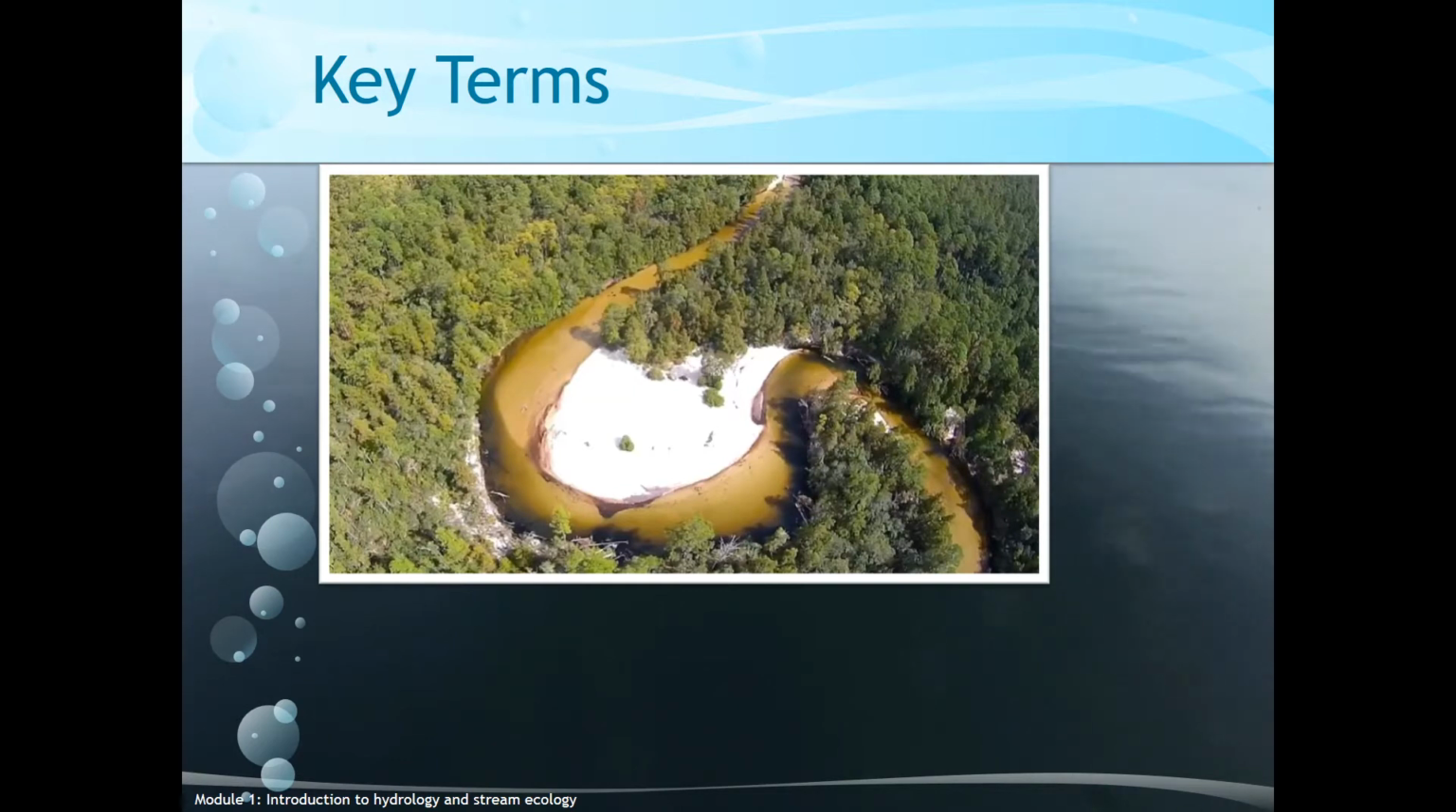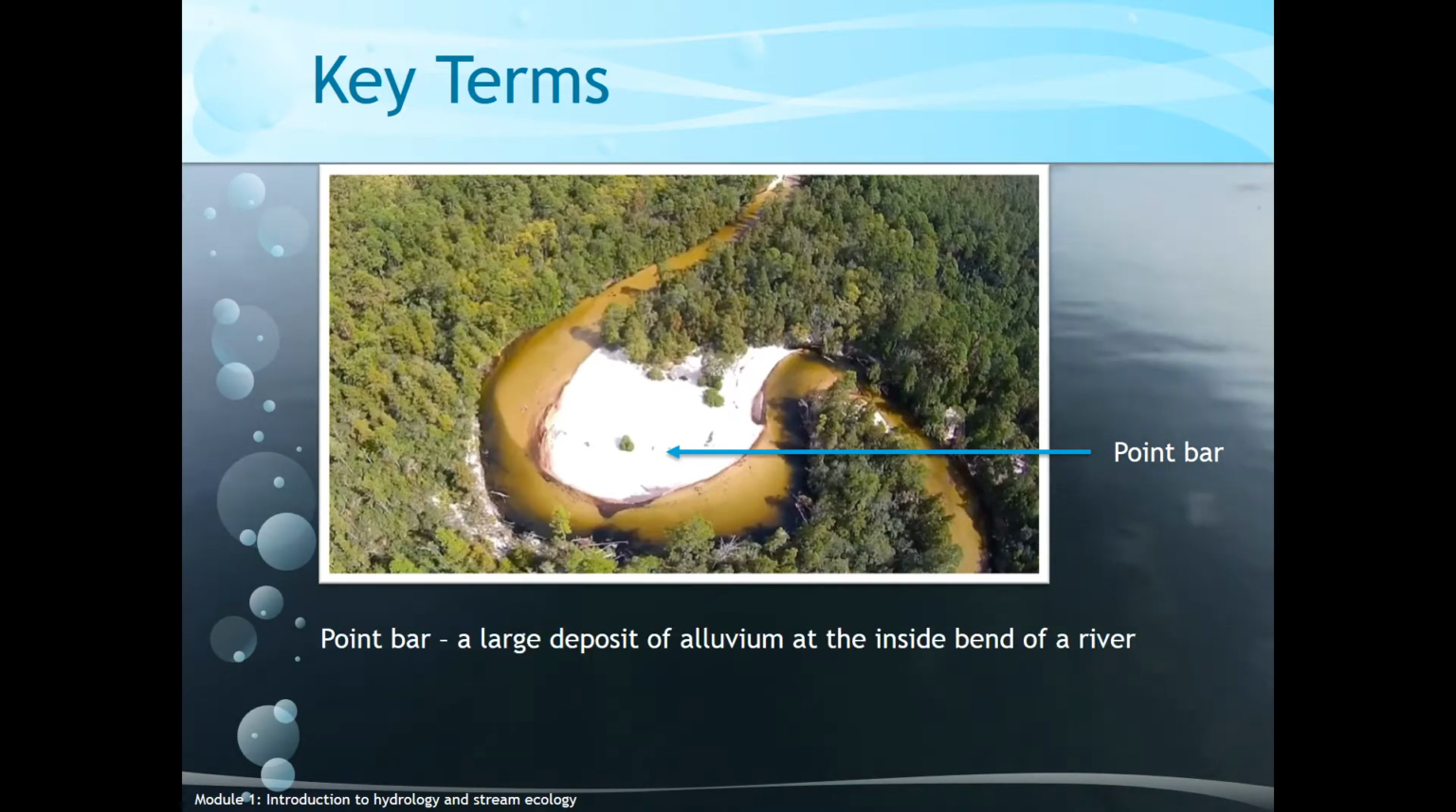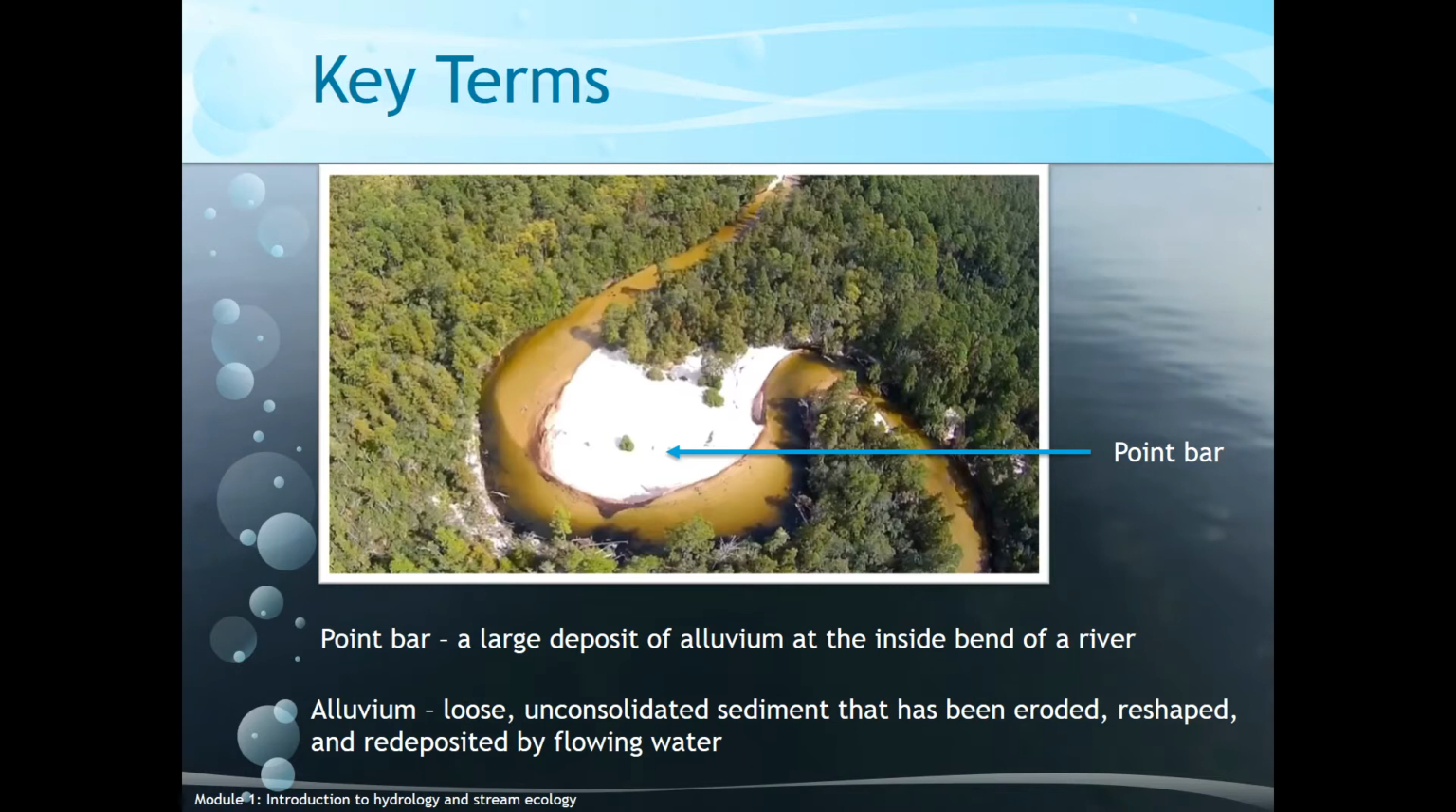At this point, it would be helpful to define a few key terms. The large deposit of sand we just saw in the previous slide is referred to as a point bar. A point bar is a large deposit of alluvium at the inside bend of a river. This brings us to our next term, alluvium. Alluvium comes from the Latin word meaning to wash against, and refers to loose, unconsolidated sediment that's been eroded, reshaped, and redeposited by flowing water.